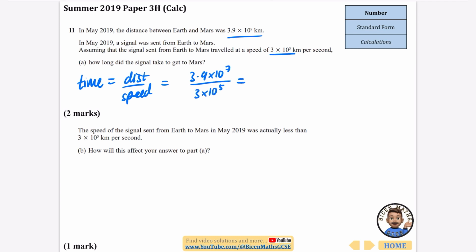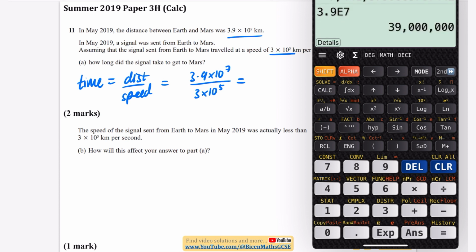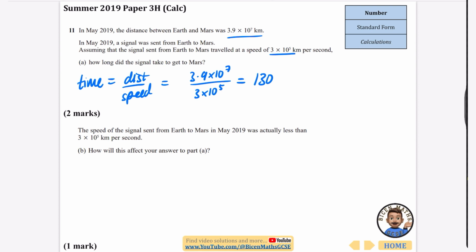So we can just go straight in with the calculator to do this. So I'm going to do 3.9 times 10 to the power of 7. I could either do it as a fraction or just as a division, and 3 times 10 to the 5. And we get that it is 130, and the units for this are seconds. So it is 130 seconds.